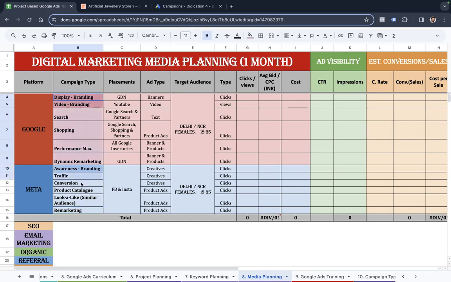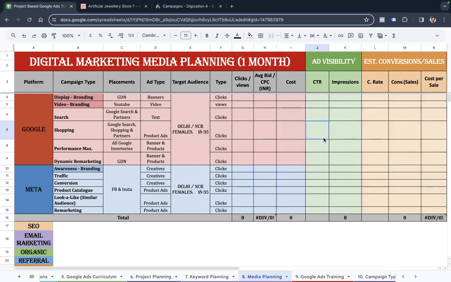Now, once we are set with the campaigns, we can write down the placements, which means the display campaign is going to show the ads on Google Display Network, video on YouTube, search on Google search, shopping on Google search and shopping partners, and Meta campaigns are going to be showing up on Facebook and Instagram as portals. The ad types are going to be banners, videos, text, creatives, and product ads. Target audience is something which we can simply pick from the project planning sheet, which is Delhi and NCR, and then we have to pull and provide all of these numbers.